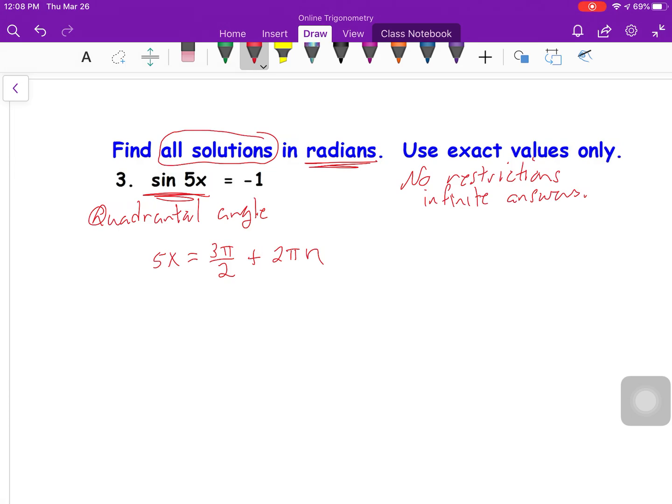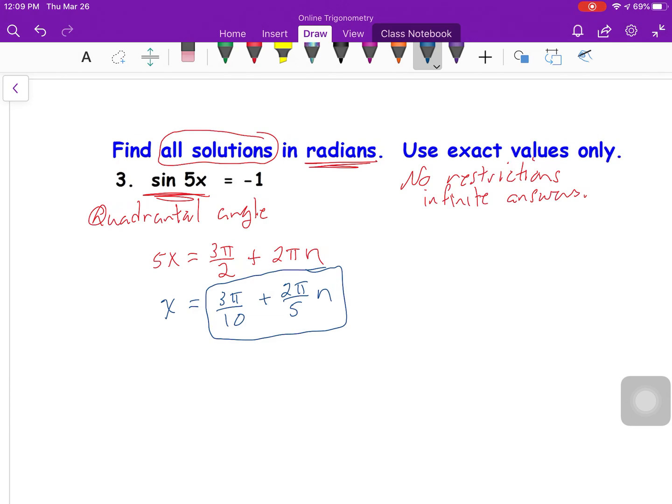Of course, this isn't finished yet. To finish it, you would have to divide everything by 5. If I divide by 5 here, dividing a fraction by 5 can be accomplished most easily by just multiplying the denominator by 5. So that would be 3 pi over 10. And of course here we have to divide by 5 as well. And this would account for all the possible infinite solutions.